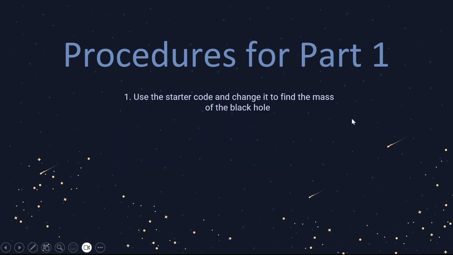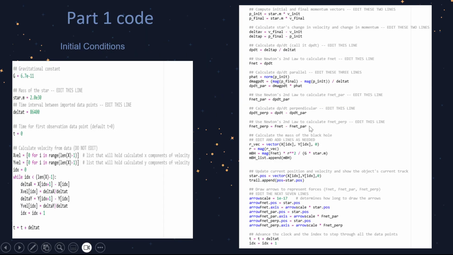So the procedures for part 1. In part 1, we'll use the starter code and change it to find the mass of the black hole. So this is the part 1 code. You've got your initial conditions over here, your gravitational constant, mass of the star, your delta t, which is the time between each point. T equals 0, you'll initialize that, and then you do all this to calculate the velocity.